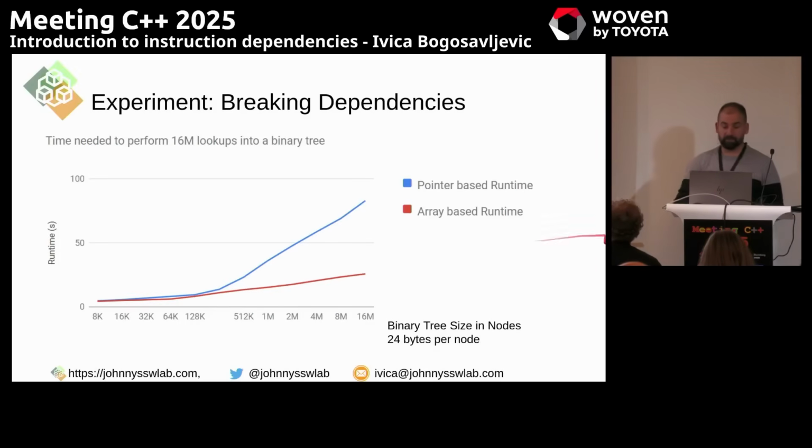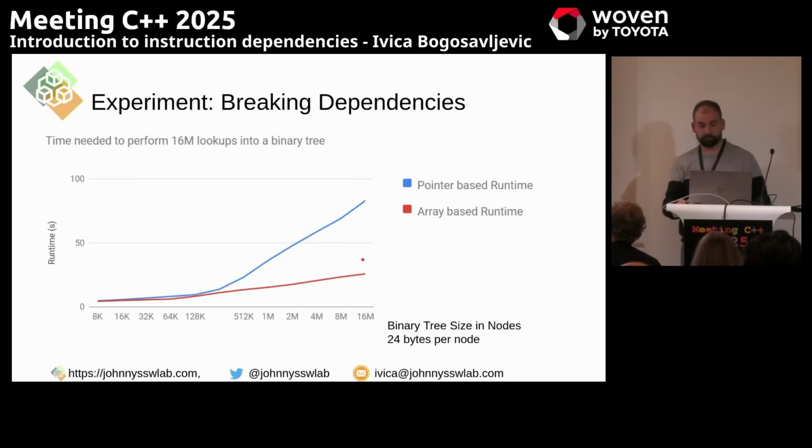And here's the example. This is the time needed to perform 16 million lookups into a binary tree. The blue one is pointer-based runtime, and the red one is array-based runtime. You see here that up to about 256K size of the tree, they're about the same, but then the difference starts to get bigger. If you're working with a very, very big array, you see that here it's about 20, 30 seconds, and here you're at maybe 80 seconds, so it's quite a drastic difference.